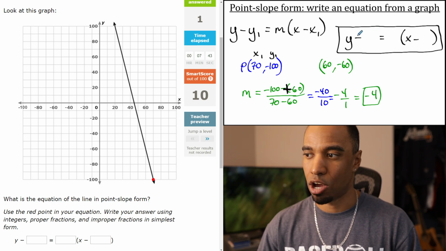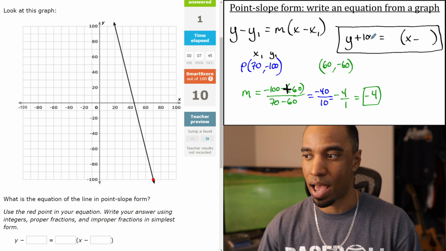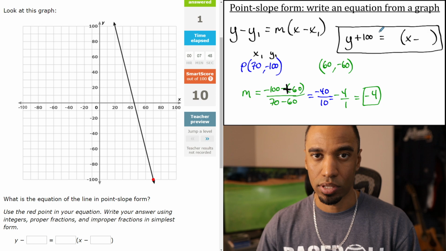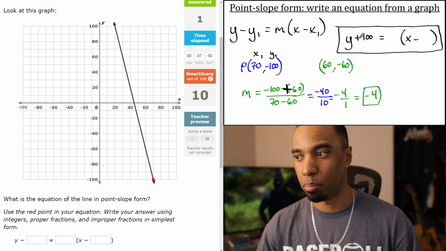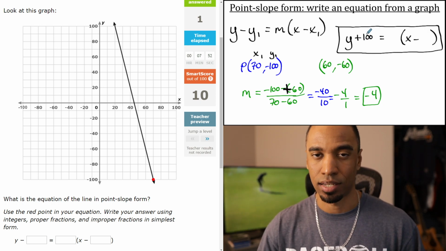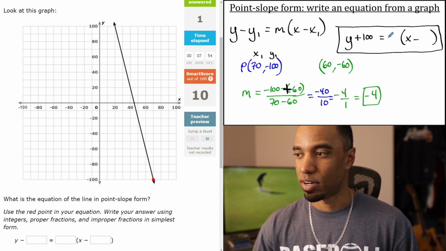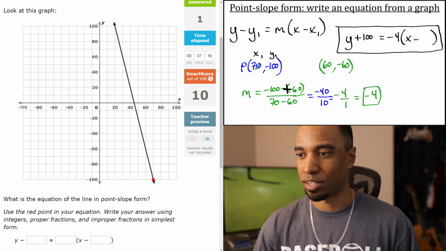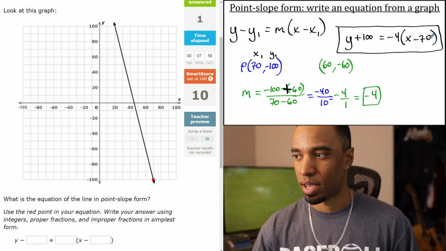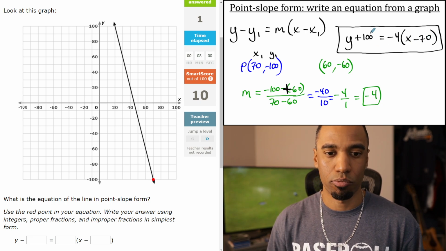I'm mentioning that now because we are going to have to graph out of point slope form later, and you want to know that a plus here means subtracting a negative. Now I have a negative 4 as slope, and I do have x minus 70 right there. So that is my point slope form here.